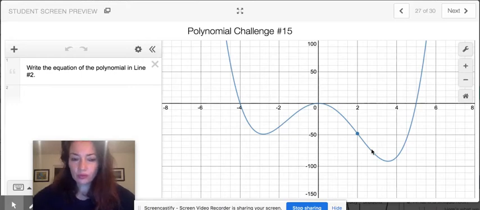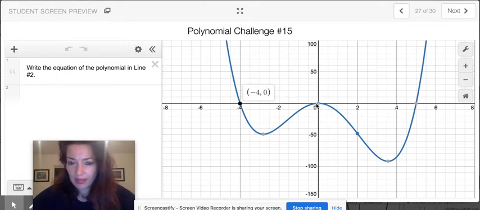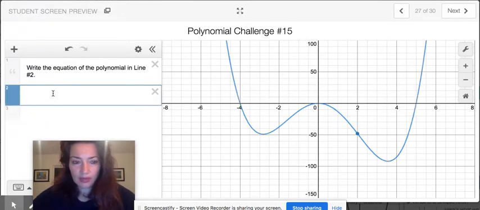We're going to look to see where our x-intercepts fall. So by clicking on the graph, it looks like this is around at -4, 0. There's going to be a bounce at 0, and there's going to be a pass through 5. Okay, so let's go ahead and write that equation.